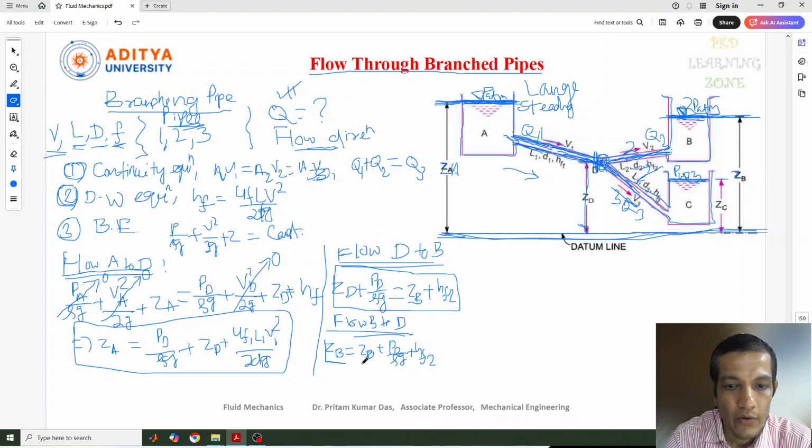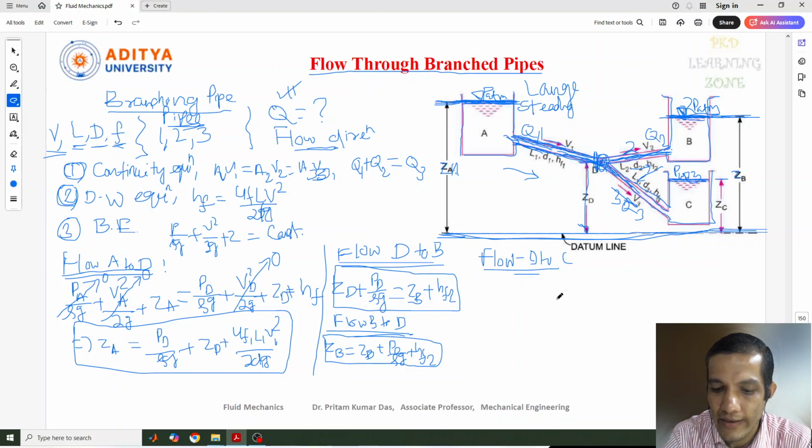So in this way we can identify this as the flow from B to D, and this is the flow from D to B. And the final one we can write is the flow from D to C point. So when the flow is from D to C point, what can I write here?